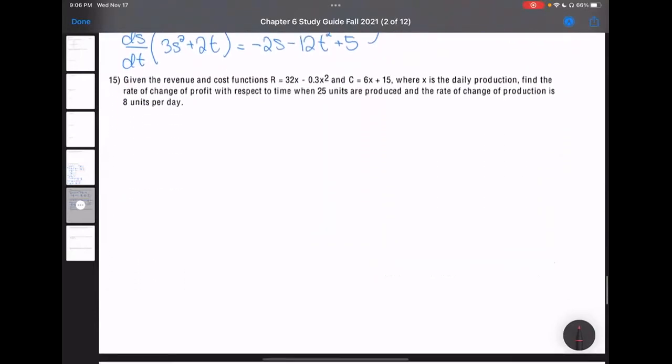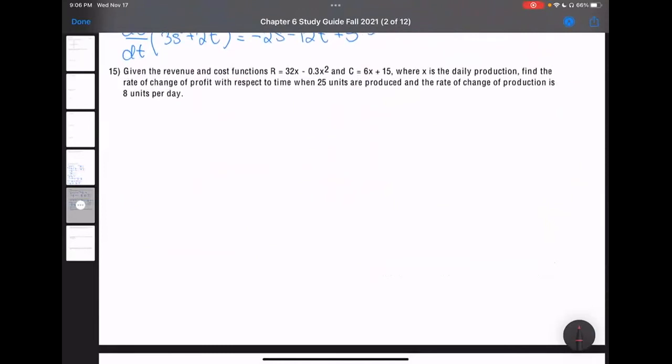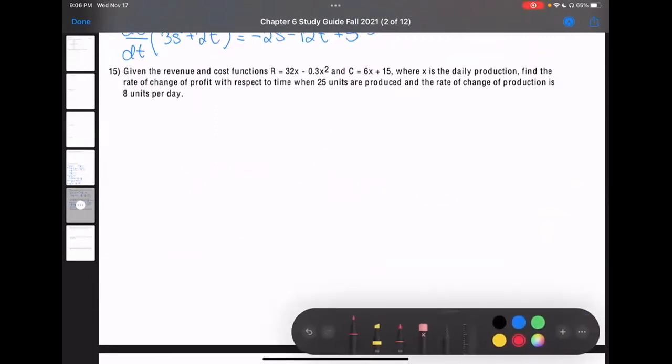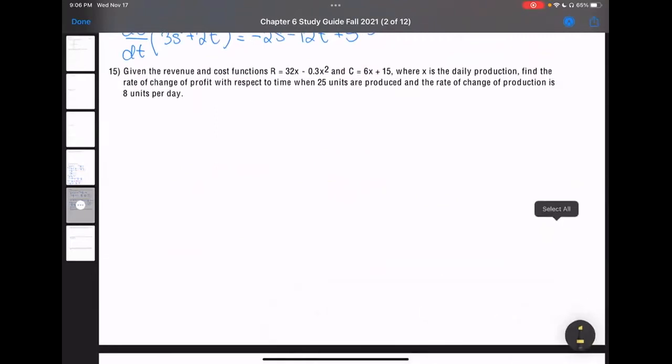Moving on to number 13. Given the revenue and cost functions R and C, where x is the daily production, find the rate of change of profit with respect to time when 25 units are produced and the rate of change of production is 8 units per day. So I will start with a bit of highlighting.